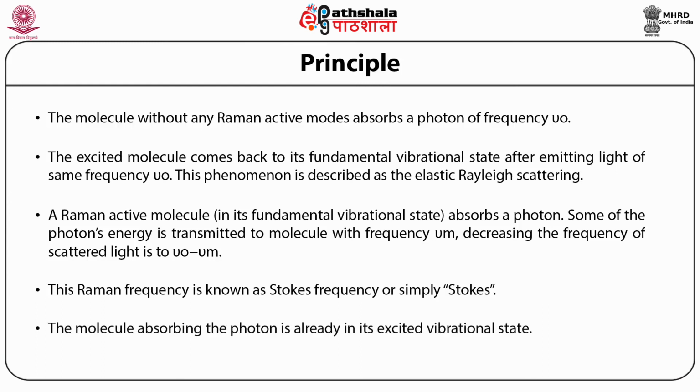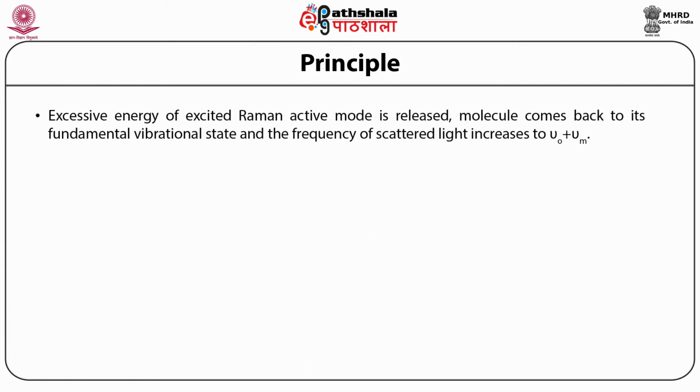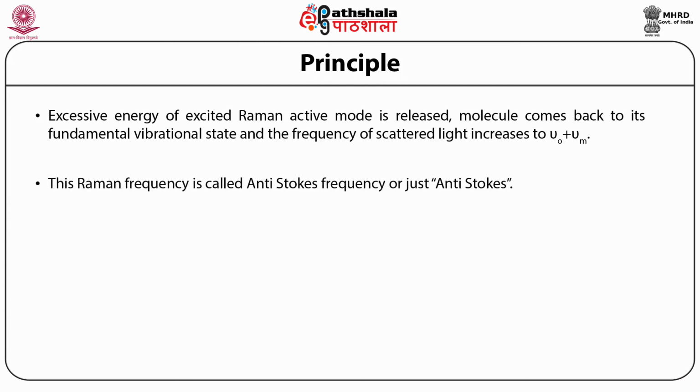The molecule absorbing the photon is already in its excited vibrational state. Excessive energy of the excited Raman active mode is released. The molecule comes back to its fundamental vibrational state and the frequency of scattered light increases to nu0 plus nu-m. This Raman frequency is called anti-Stokes frequency or just anti-Stokes.